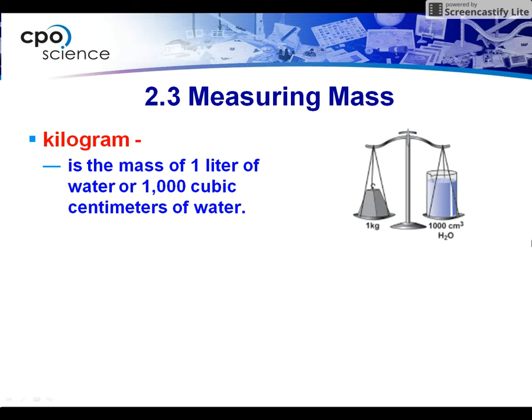So if you see, we have a scale here, and 1 kilogram is exactly equal to 1,000 cubic centimeters. 1,000 cubic centimeters is the same thing as 1 liter of water. You guys are probably familiar with a 2-liter bottle of soda, so just kind of imagine that cut in half. That's going to give you how much 1 kilogram is.